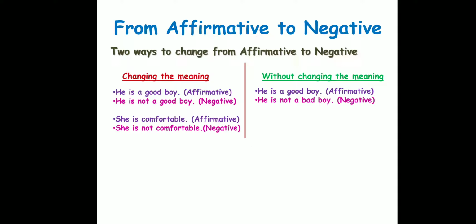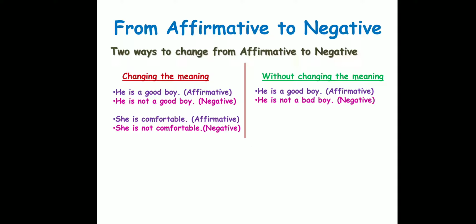I hope it is clear to you. So see, the rule is that in a negative you have to use not, and when you don't want to change the meaning you will use the opposite of the adjective. So the adjective is good, right? So you use the opposite of that. You use bad. He is not a bad boy, because now it means that he is a good boy.